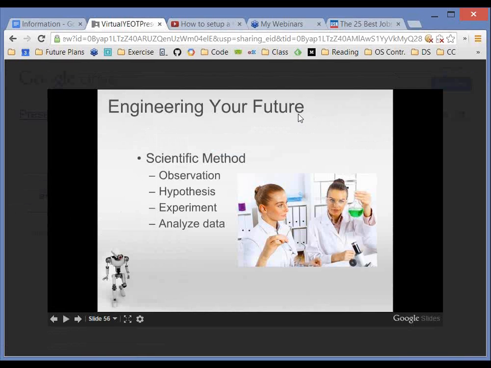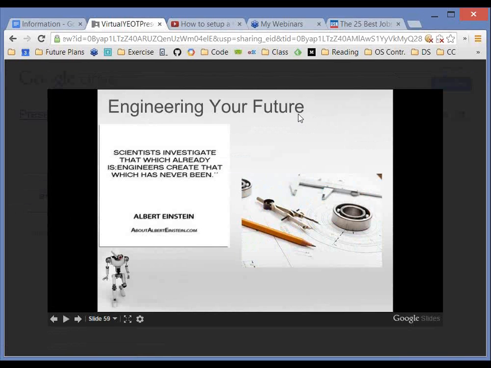Okay, scientific method, peer review. So what do scientists do? According to Einstein, they investigate that which already is, whereas engineers create that which has never been. So it's more of a philosophical difference, and figuring out what your calling is. Do you want to learn more about how the world is and drawing conclusions from the world?